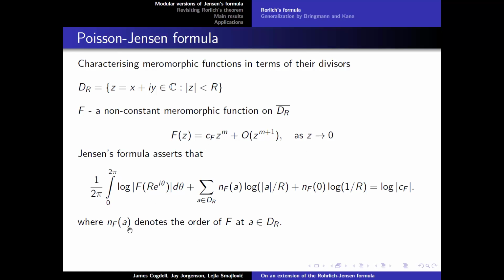And of course, the order can be either positive or negative, depending on whether the point in the divisor is a 0 or a pole. And we can write the sum over the whole disk because only finitely many terms are non-zero.